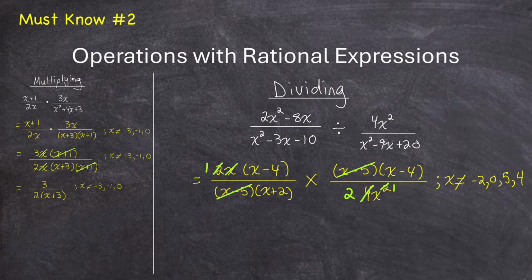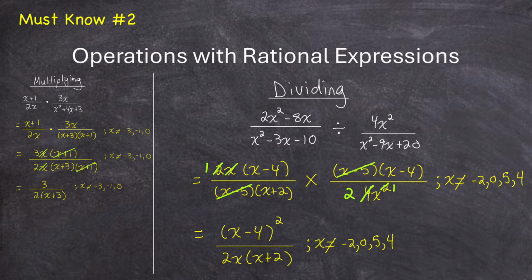And now I can multiply the fractions. I have x minus 4 times another x minus 4, which I could just write as x minus 4 squared. And that's all divided by x plus 2 times 2x. And then once again, I'll have to restate those restrictions on the variable.